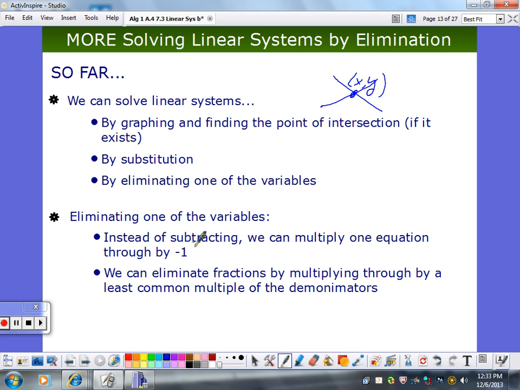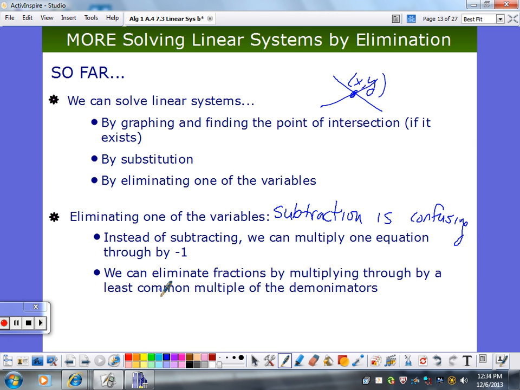We're not really going to subtract because why not? I think subtraction can be confusing and error prone. So in the case where you have like an x and an x, and you want to subtract, multiply one of the equations through by -1 and add. It's the same thing as subtracting.